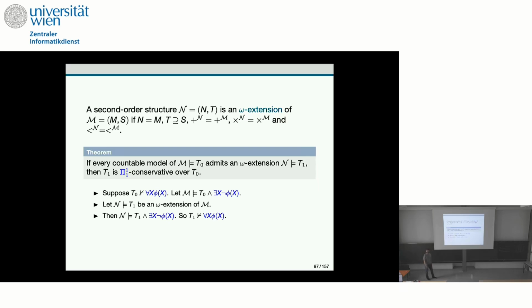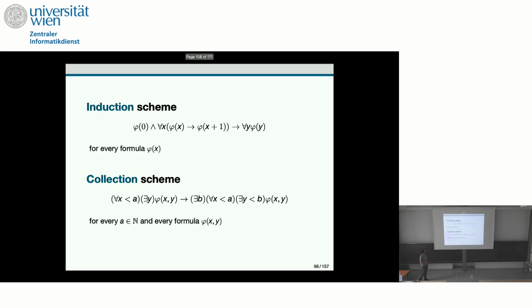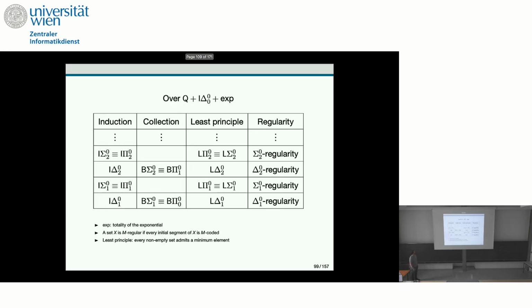So we obtain something stronger. So we will actually only consider pi11 conservative statements. And we want to reduce it to something for which we know well the first order part. And so there are two reference schemes of statements, which are induction and collection schemes. I already defined them in the last lecture, so let's not go through it again.